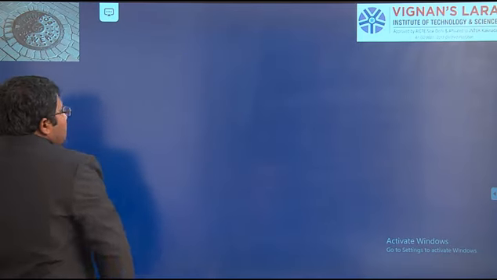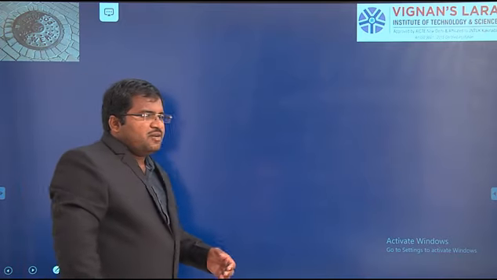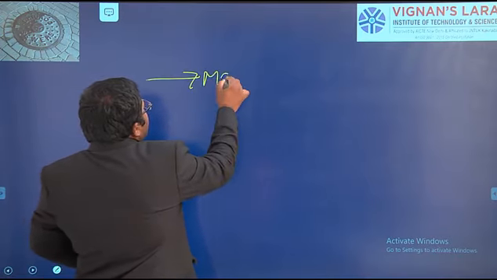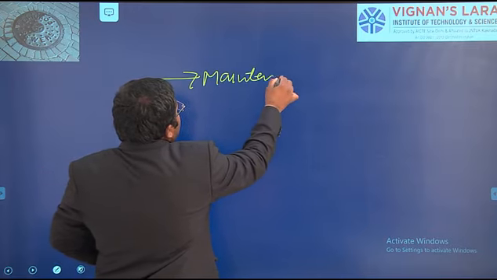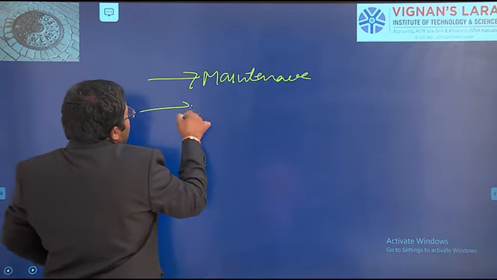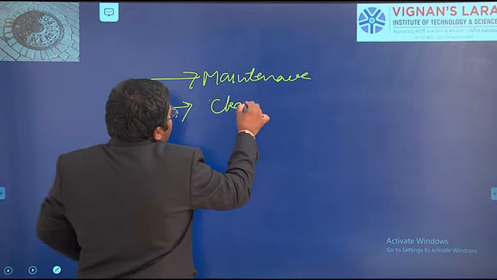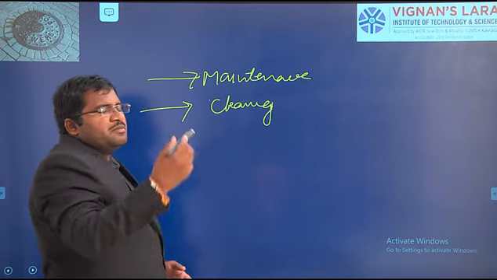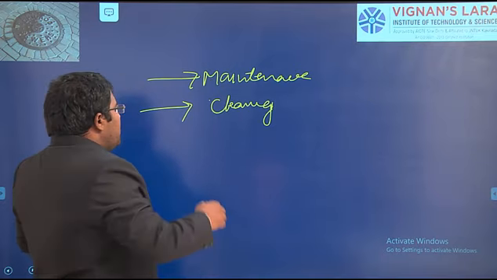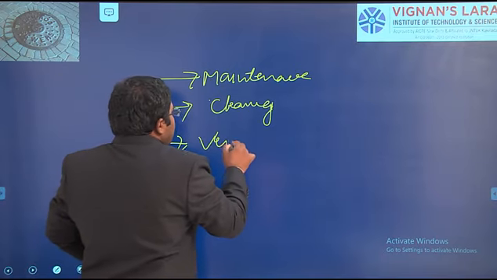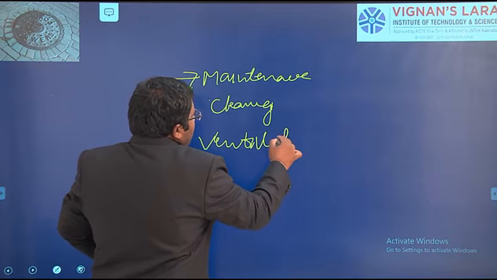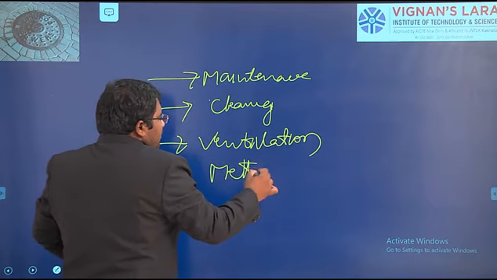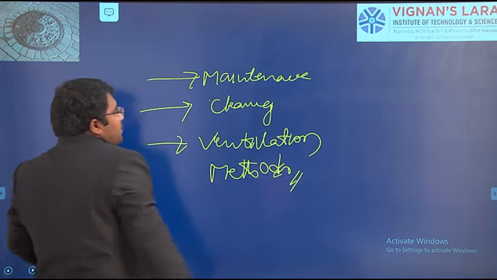Okay, so that's all for the first unit. In today's class we saw the importance of maintenance, and the cleaning process, how we do it for small pipes, medium pipes, as well as large pipes. Then we saw what ventilation means, the need for ventilation, and the different methods of ventilation.